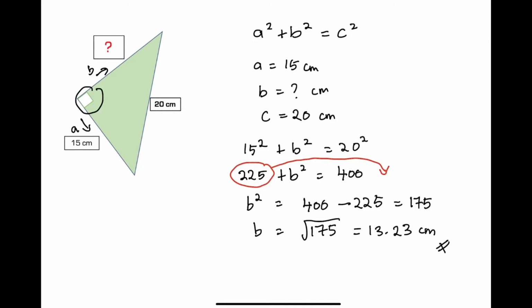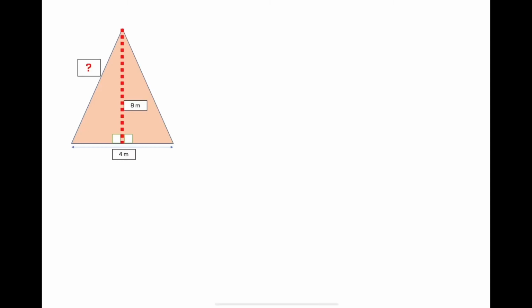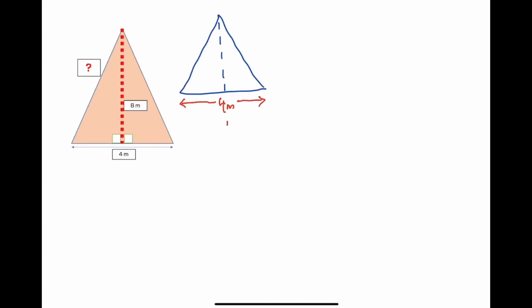The next example is of an isosceles triangle, which means that both the right and left sides are of the same length. This triangle consists of 2 identical right-angled triangles. So the base is 4 meters. When we divide by 2 it equals 2 meters. So this gives us the length of each right-angled triangle. And the height is given as 8 meters.